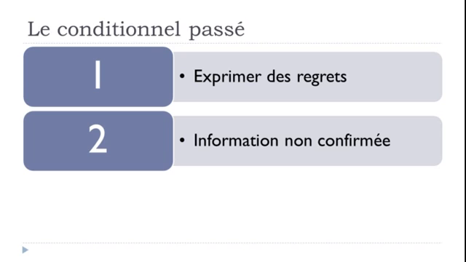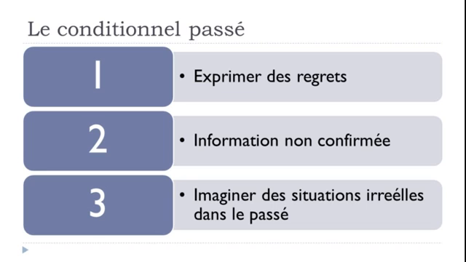The second one would be une information non confirmée. So if you're looking at the news, for instance, and they want to talk about something that happened, but they don't have all the elements to confirm this information, then normally in that case, they just use this conditionnel passé form, okay? And the last one would be imaginer des situations irréelles dans le passé. So you want to imagine some situations that, technically, are not real and take place in the past. So that's the use of le conditionnel passé.